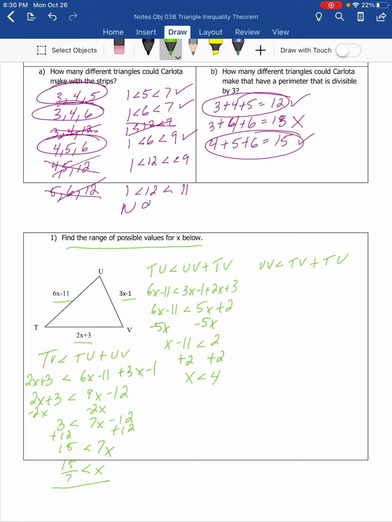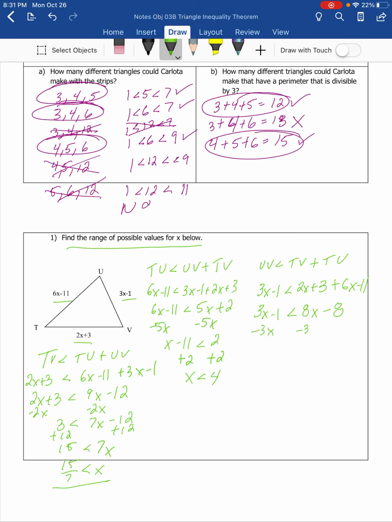And lastly, I do this one from U to V. So we have 3x minus 1 is less than the distance from T to V, which is 2x plus 3, and the distance from T to U, which is 6x minus 11. So that's the last possible scenario, because we don't know what x is, so we don't really know what these sides are. So that's going to be 8x, and then negative 11 plus 3 is going to give me negative 8.